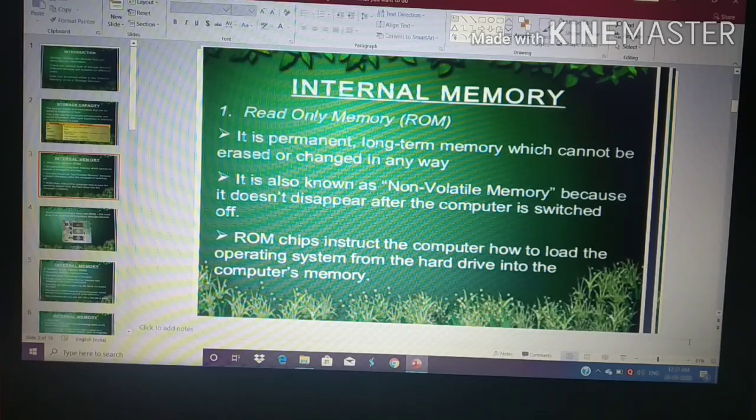So this is one kind of speciality of ROM. Another speciality of ROM is that it is non-volatile memory. Why? Because it does not disappear after the computer is switched off.